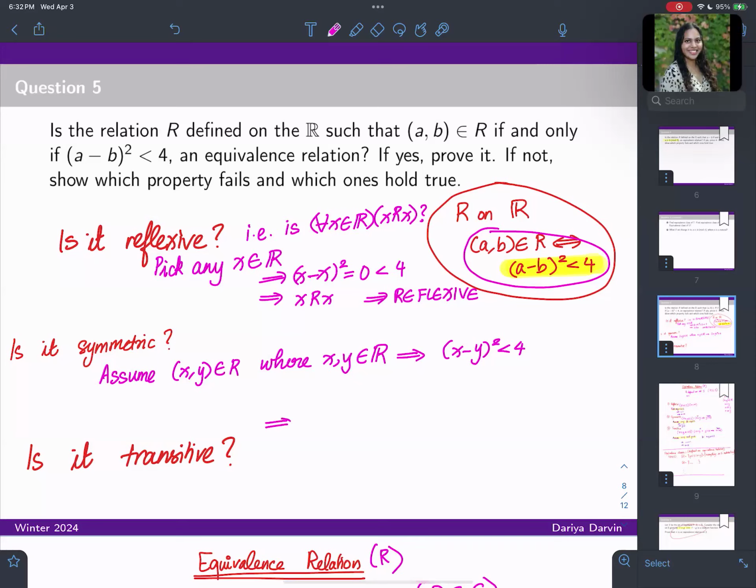I want to see if I can get here. This is basically what I'm trying to see. If y and x are related, what should my second last line be? To make this conclusion, I should get y minus x squared is less than 4, because that's the definition of this relation. So now the question is, can I go from here to here?